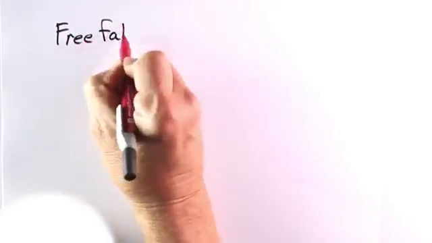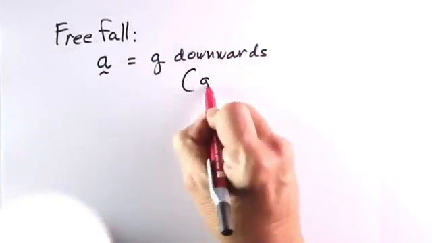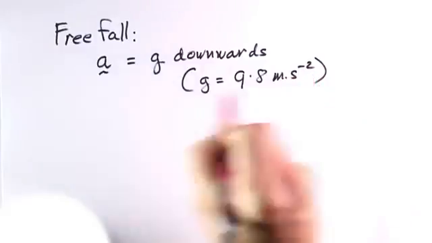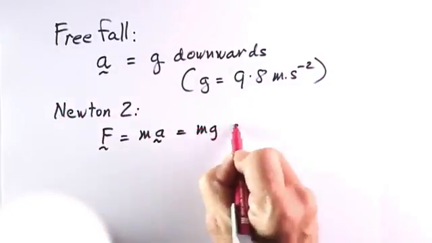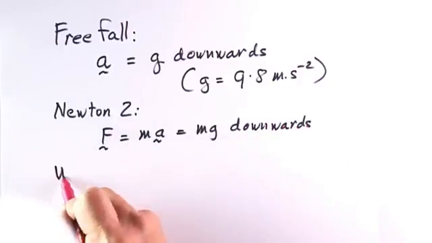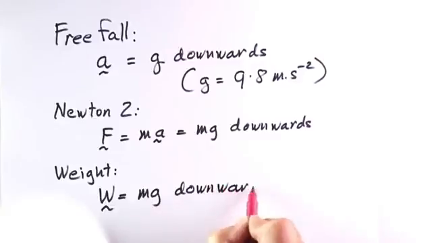We've shown that, in free fall, objects accelerate downwards at g, or 9.8 metres per second per second. Applying Newton's second law gives us the force acting in free fall. That force is called an object's weight, so the weight is mg, and its direction, by definition, is downwards.